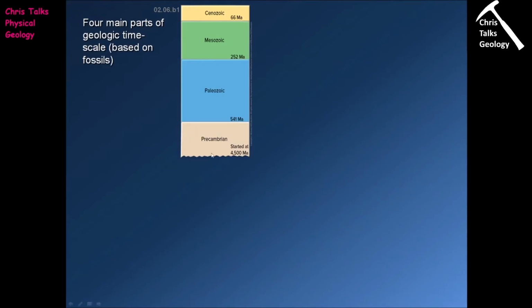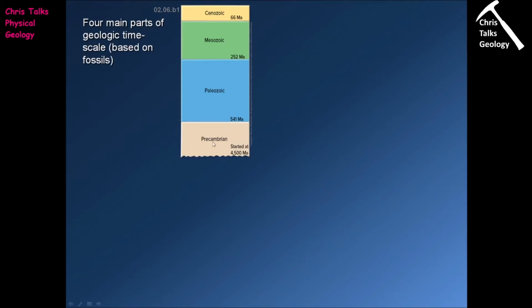At the bottom we have the Precambrian. The Precambrian was then followed by the Paleozoic. That was then followed by the Mesozoic, and then after the Mesozoic came the Cenozoic. So at the moment we are in the Cenozoic. You will notice that there are boundaries between these 4 units.